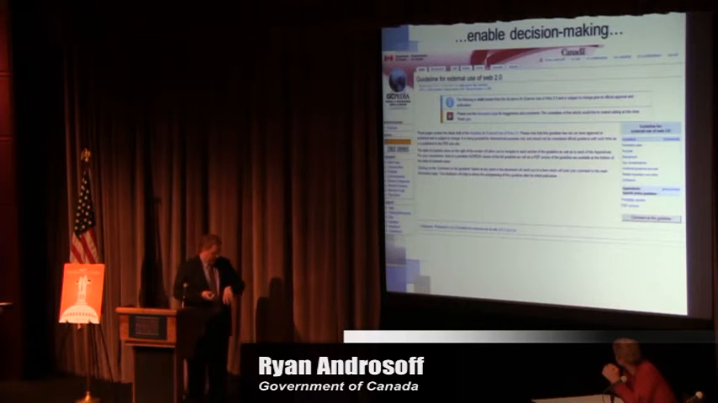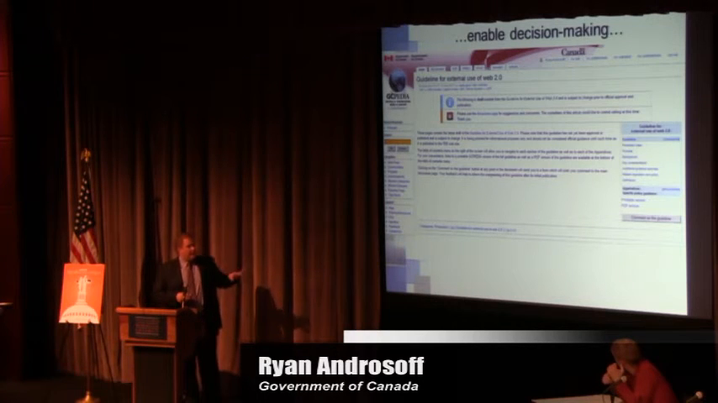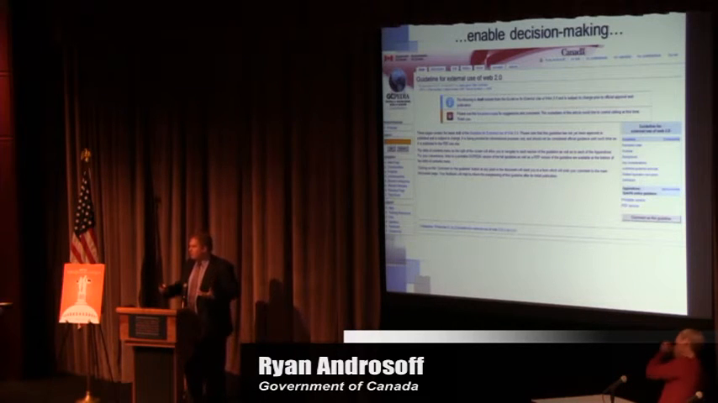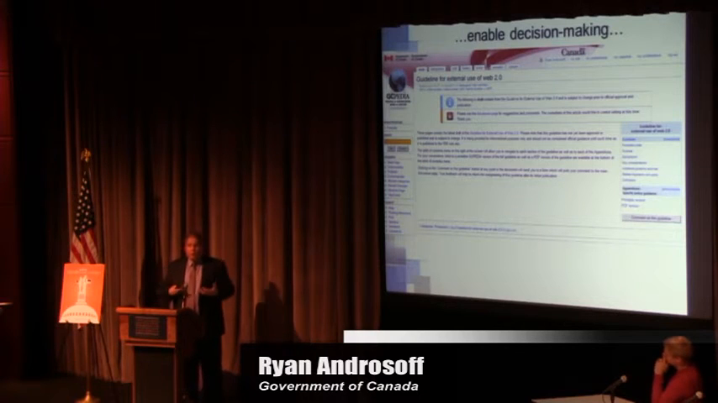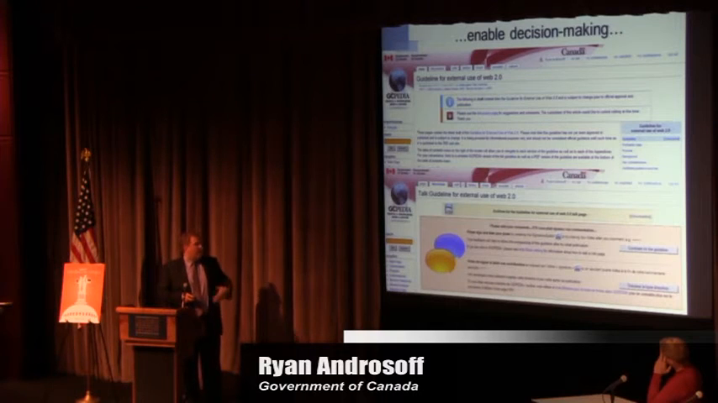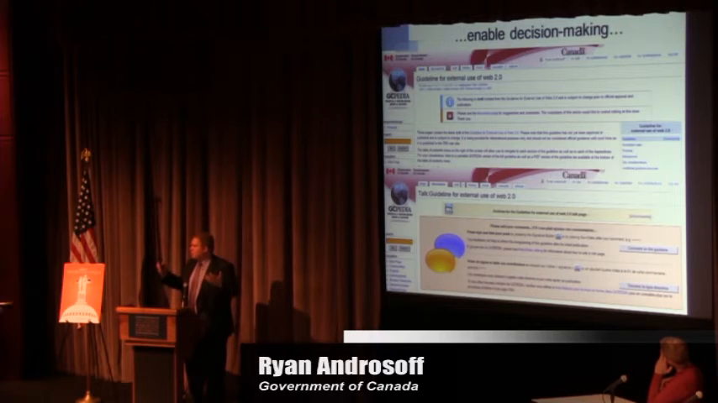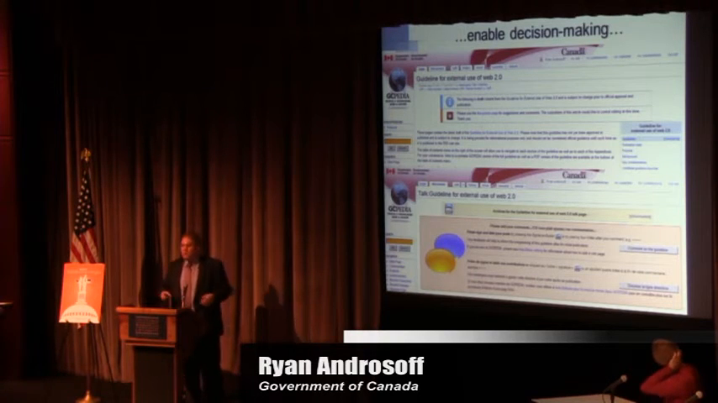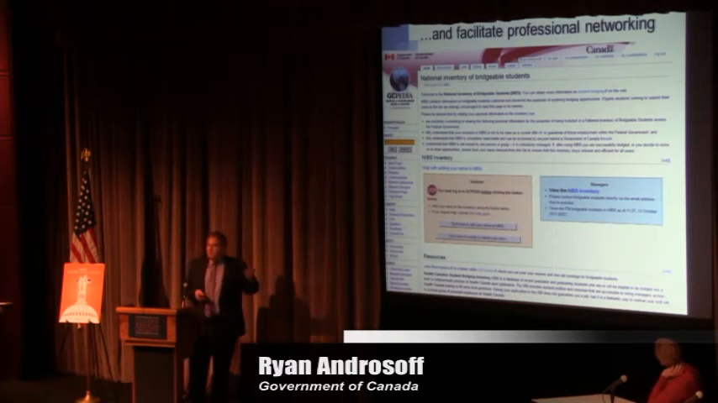We've also used it to enable decision making. So this is an example of a project I worked on last year with my team on developing guidelines for the external use of Web 2.0. And what we did here was, instead of just the traditional policy development process, which we did, we also posted drafts of the policy on the wiki so that government users across government who were interested in contributing to it could. And so they could see drafts as it develops, they were able to comment on the comment page, and it really was a way for us to reach out to people who wouldn't traditionally be part of a policy consultation process.